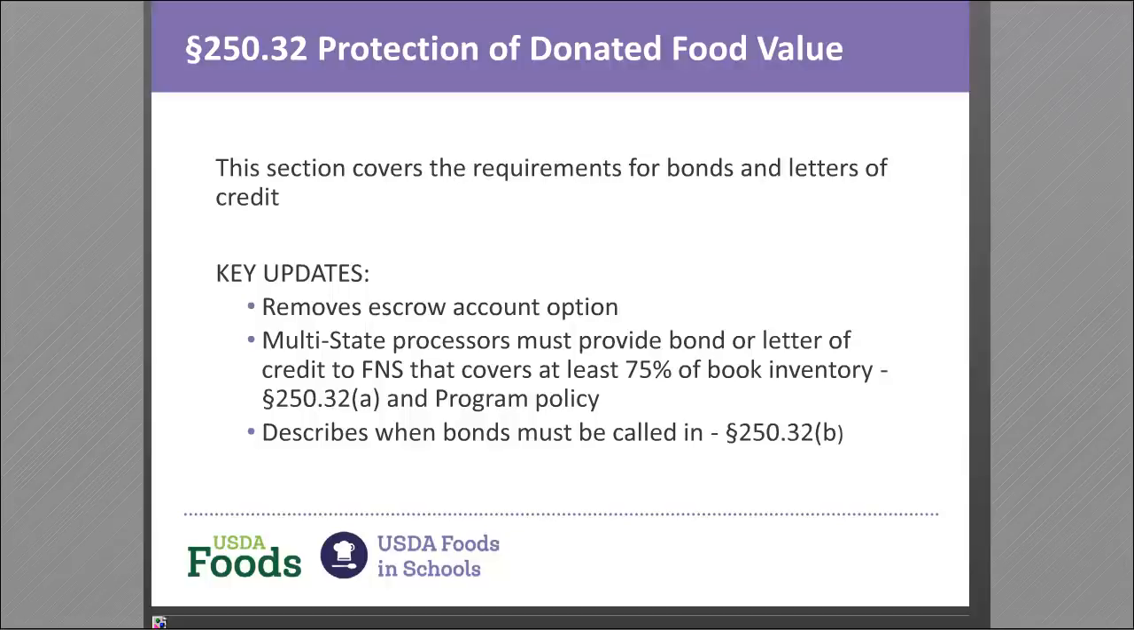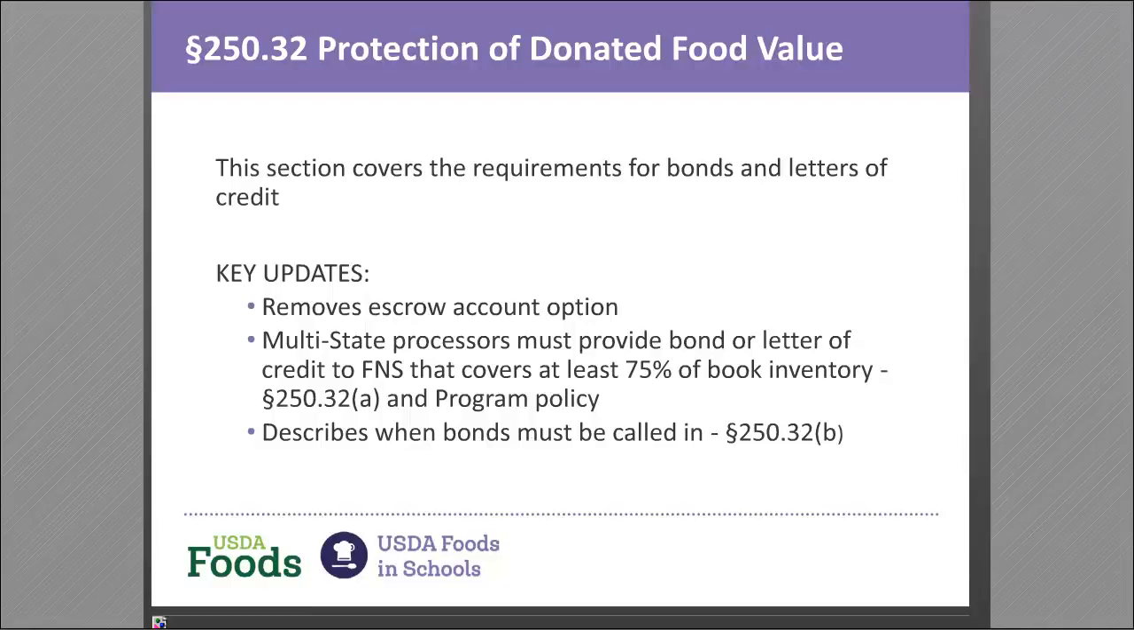Program policy states that the amount of bond protection must be sufficient to cover at least 75% of the value of USDA foods in the processor's physical or book inventory as determined annually, and the multi-state processors in their first year of participation in the processing program must hold a performance bond or letter of credit for 100% of the value of USDA foods. Note that while these bond requirements are new to the regulations, they are not new requirements. They have been in place under the National Processing Agreement for a number of years.